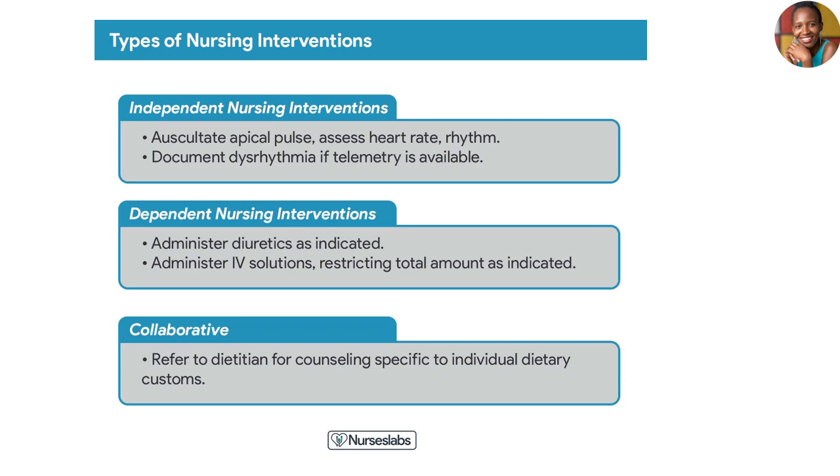So here are the types. In the case of independent nursing interventions, a nurse has the freedom to auscultate and do a physical examination on that patient. They are allowed to document any abnormal findings on their patient that will need further interventions. For dependent nursing interventions, a nurse depends on the prescriptions for her to administer. Even if she knows, she will need the doctor to certify that, because it's not within her licensure to offer such services. So those are examples of dependent interventions.